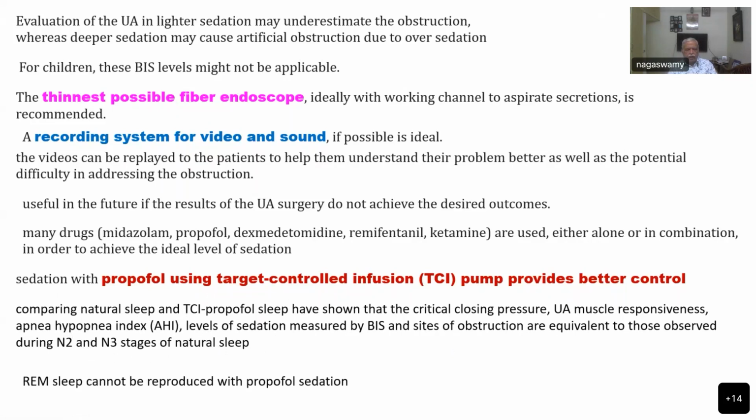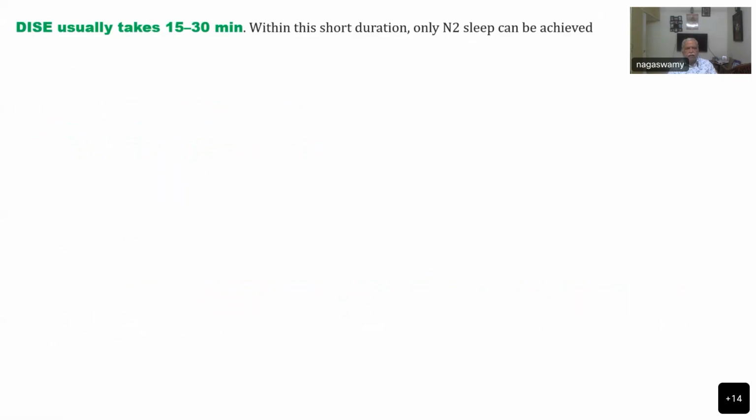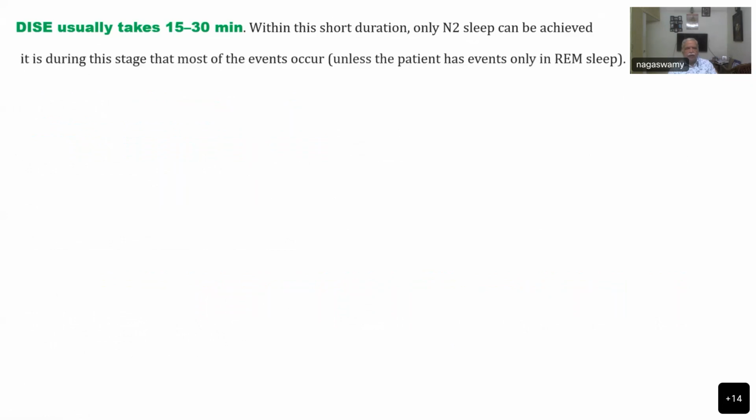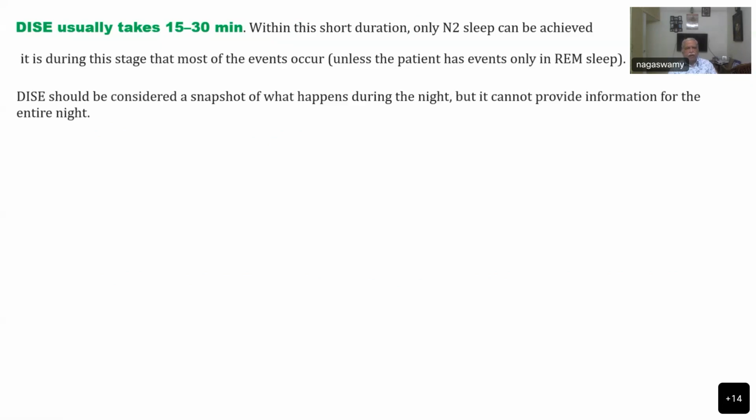REM sleep cannot be reproduced by propofol sedation, and DISE usually takes only about 15 to 30 minutes. Within this short time, only N2 sleep can be achieved. And it is during this stage that most of the events occur, unless the patient has events only in REM sleep. In some patients, it can happen in REM sleep also.